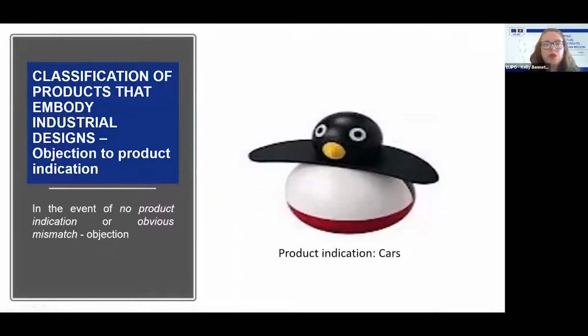Our examiners will also raise an objection if there is no indication of the products at all. And also, since one of the main objectives of the product indication and classification is to make the Community designs register searchable by third parties, the examiner will also raise an objection where the product indication clearly does not match the product as disclosed in the representation of the design. So here on the screen, we have an example of what appears to be a toy penguin, and the product indication is cars. So this clearly does not correspond, and an objection would be raised.